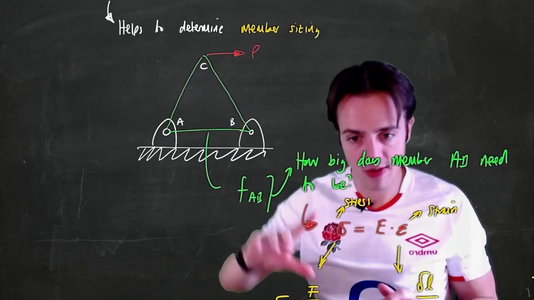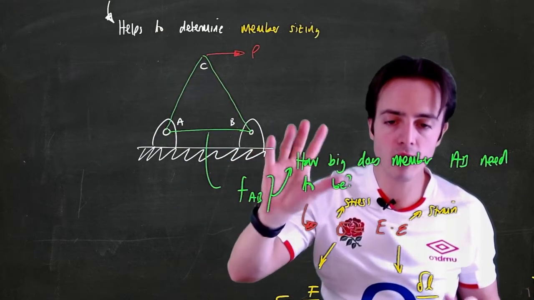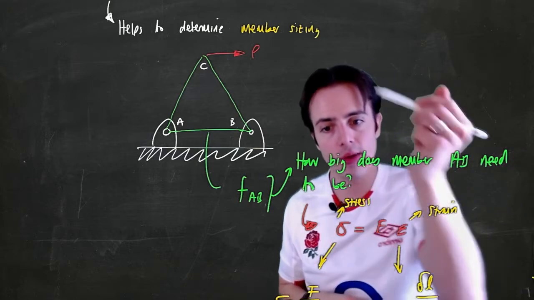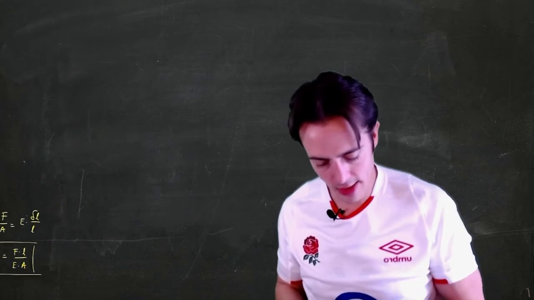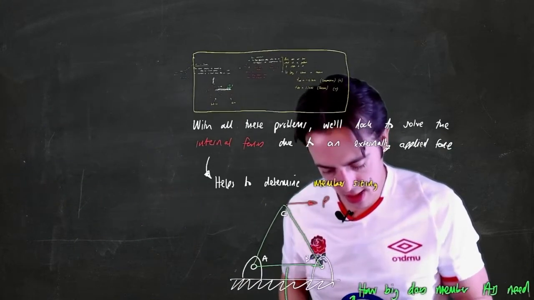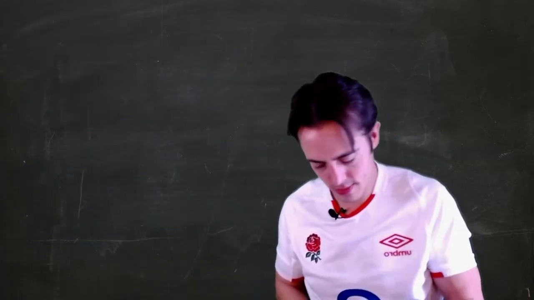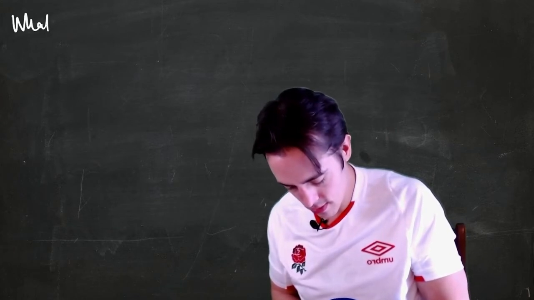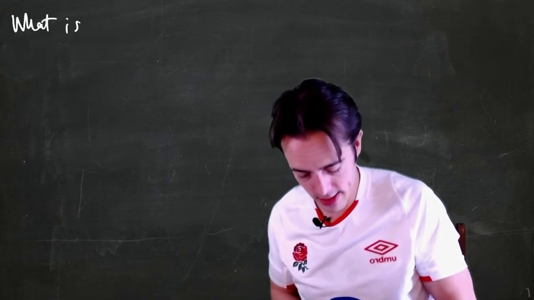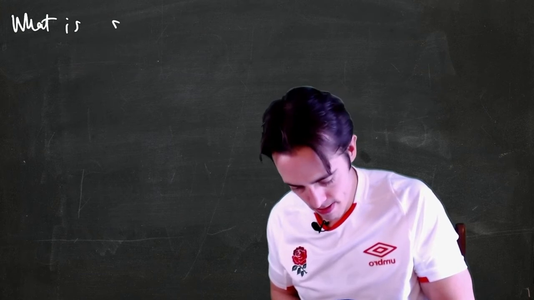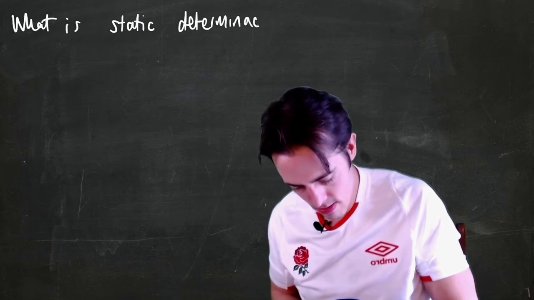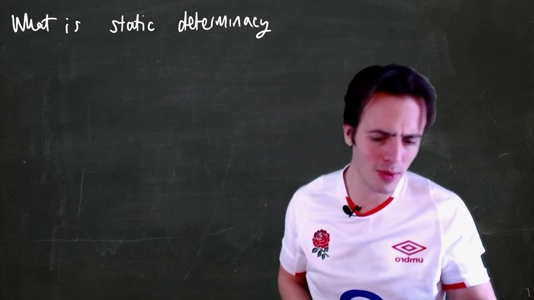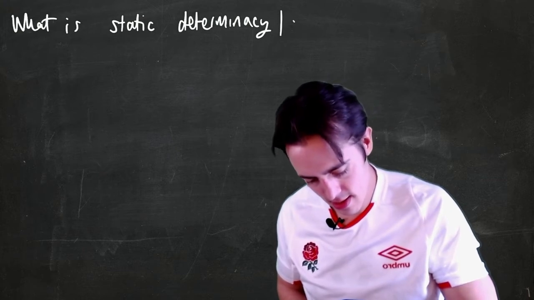This problem up here, for example, at the moment, using just the method of joints and a free body diagram, you couldn't solve this, and that's because of its static determinacy. So let's do a bit of a revision on what those things are. So what is static determinacy? Or more interestingly, what is static indeterminacy?